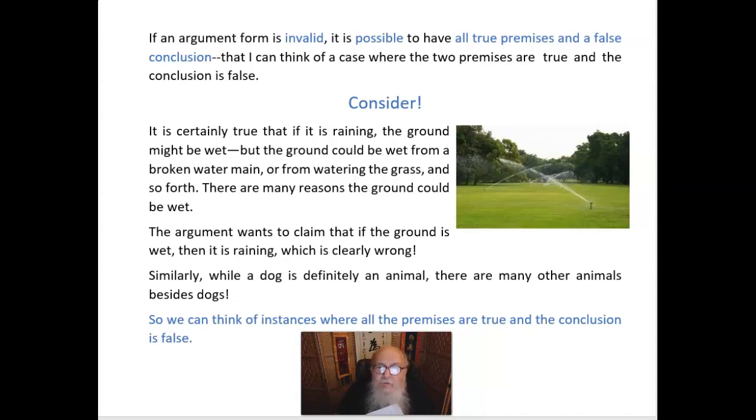But this argument that we're looking at wants to claim that if the ground is wet, then it's raining, which is clearly wrong. Similarly, while a dog is definitely an animal, there are many other animals besides dogs. So we can think of instances where all the premises are true and the conclusion is false.